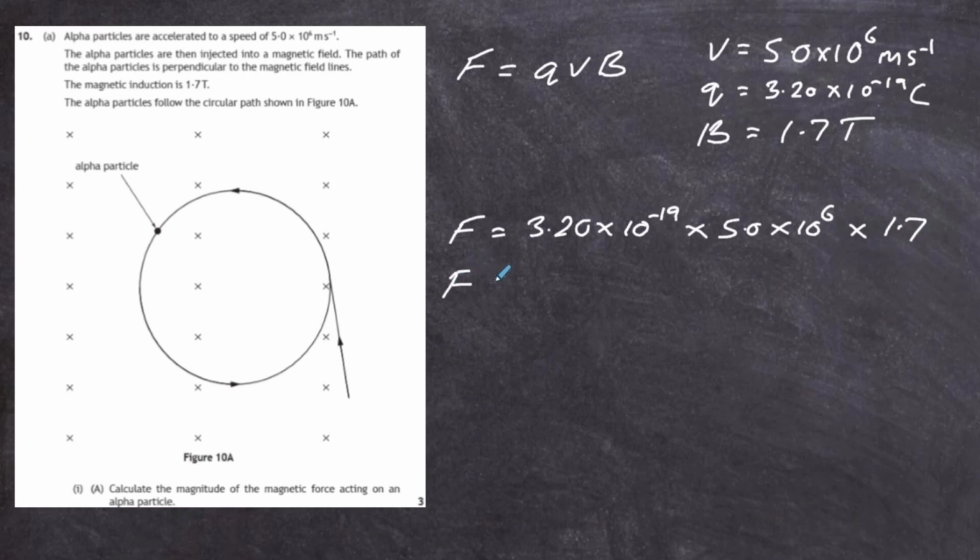So we work that out on our calculator. We come up with an answer of 2.72 multiplied by 10 to the minus 12 of a Newton on our calculator. So that's the first 3 marks done quite easily.